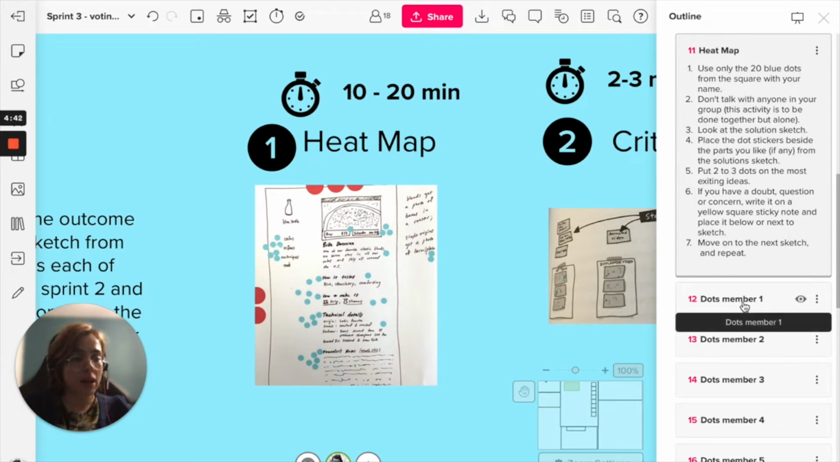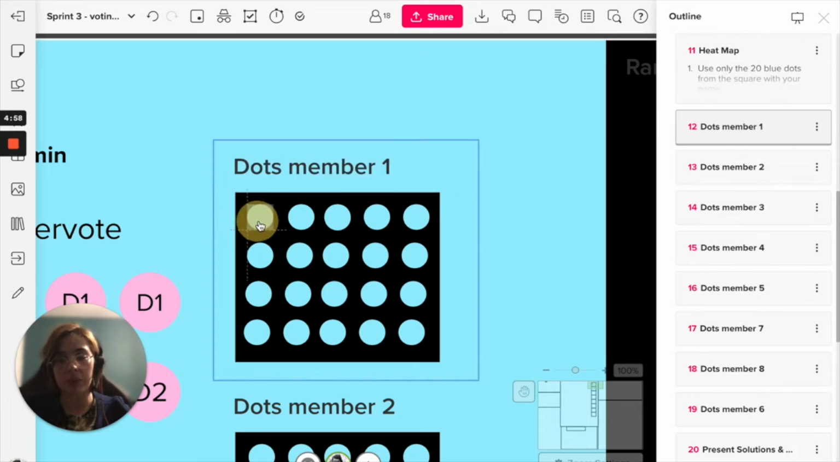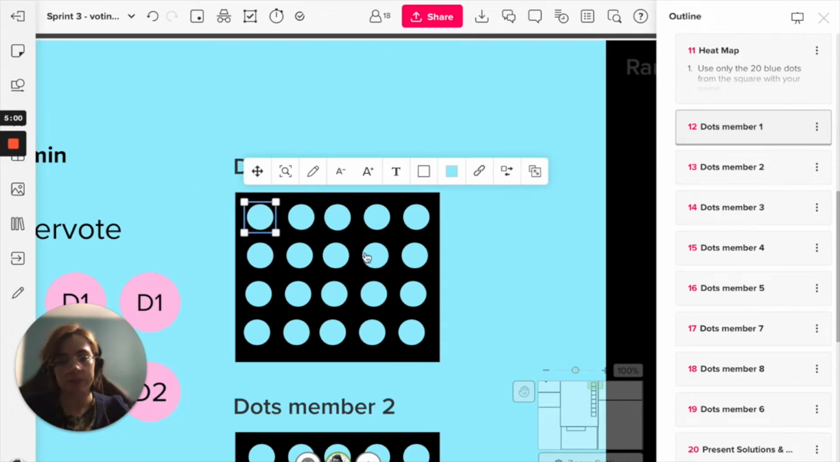Each member has 20 dots assigned to them. You can find them in the sections dots member 1, dots member 2, dots member 3, and so on. For example, here are my 20 dots, and I get to move them and place them wherever I want on the sketch. That's how I do it. So be careful to only use your dots and not dots from other people.